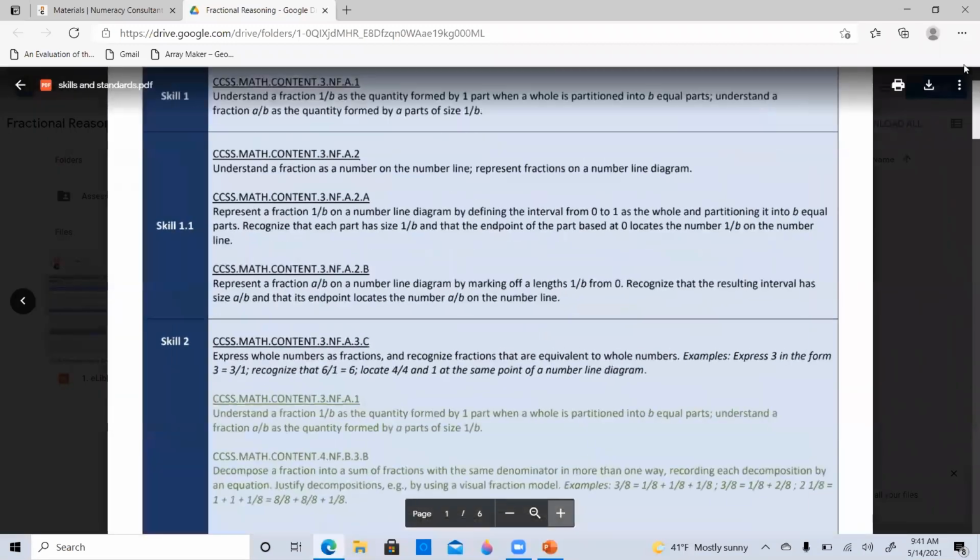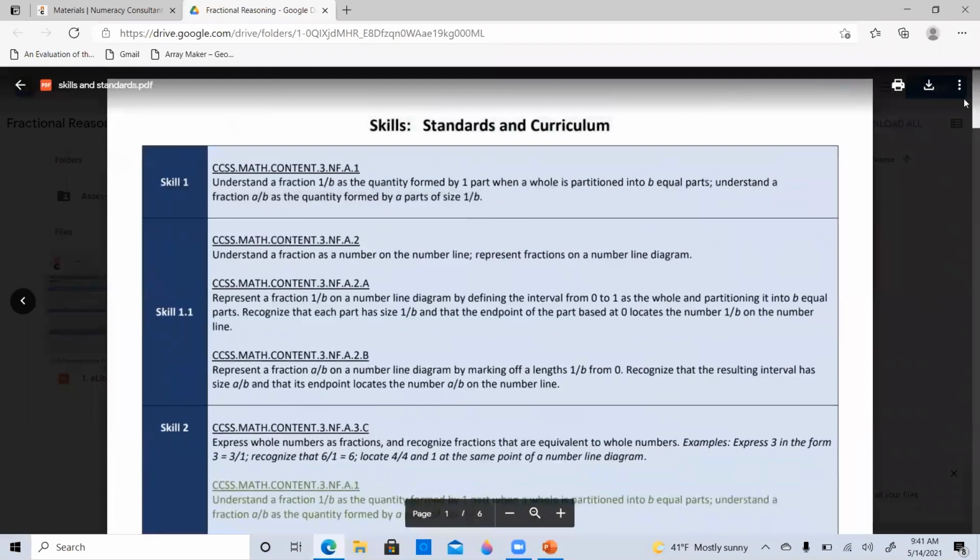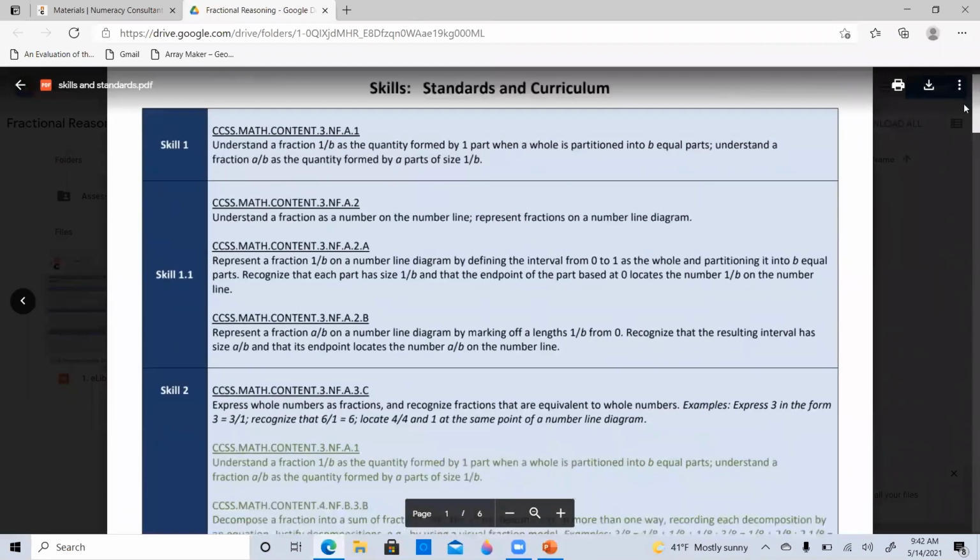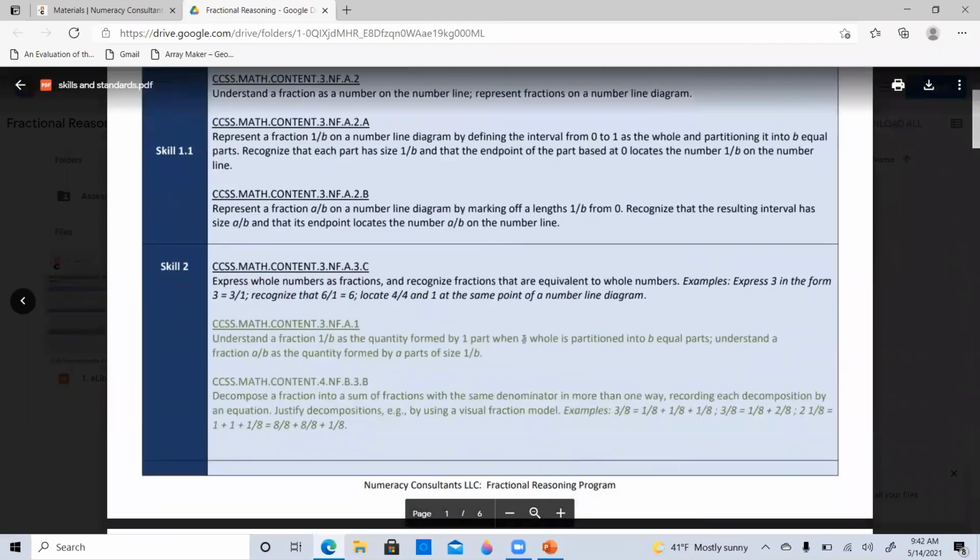The last part I want to go through here is the standards. The way this document is broken down, it literally has the standard, the skill, and then it tells you the standard that it works on. A lot of skills work on multiple standards. If you see the green, it means that the skill either partially works on it, or in the instructional materials it is completely covered.